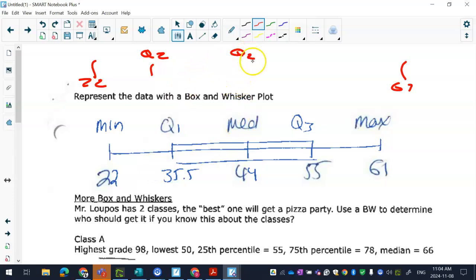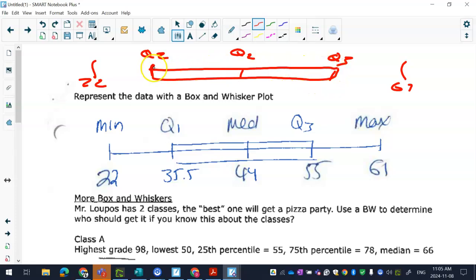So your median, Q2, is here at 44. And this one here, a little bit further than what I have here, is Q3, which is 55. What we do to represent this data is we draw a box from Q1 through Q2 all the way to Q3.